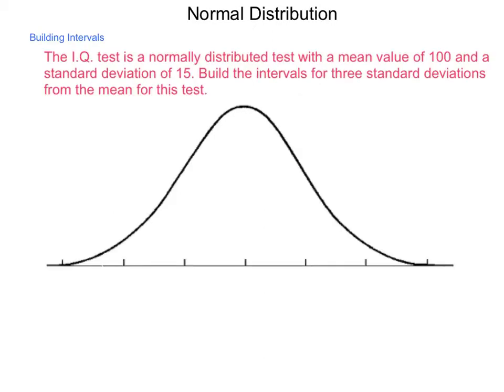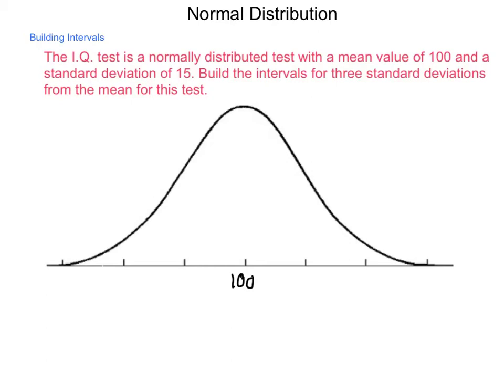Let's take a look. The IQ test is a normally distributed test with a mean value of 100 and a standard deviation of 15. Build the intervals for these standard deviations from the mean for this test. So our mean value is 100, and that's going to go in the middle. And the way the IQ test is set up, it will always be 100. So if the intelligence of the entire planet were to rise, then the amount of work required to get a score of 100 will go up with it. Then 15 is our standard deviation for this normal distribution.